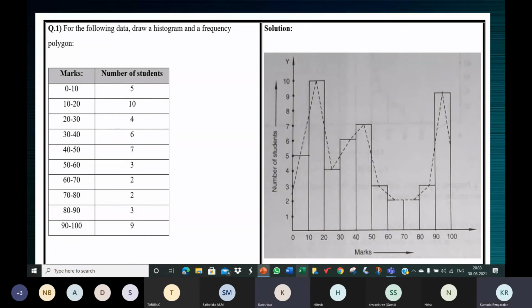Because that is what is expected in school. From here, join this point to this marking here, 105. Is it over?